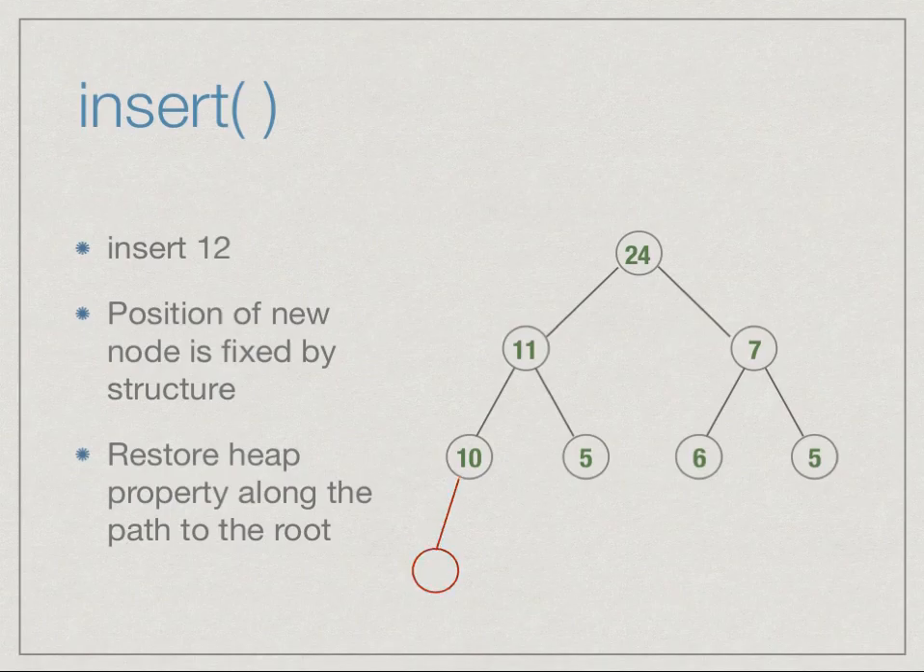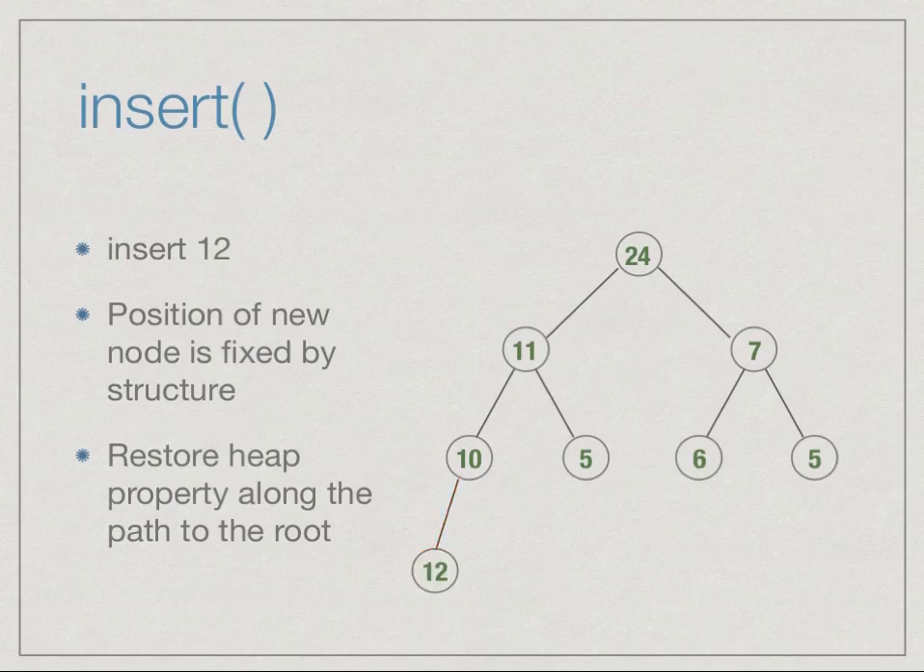So this is what we do. We first create the node. We put the new value into that node. And then we start looking at violations with respect to its parent. So we notice that 12 and 10 are not correctly ordered. So we exchange them.